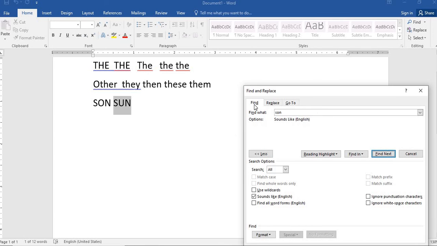So this is how we use the option called find in MS Word. It's advanced find by using match case, find whole words and sounds like English.